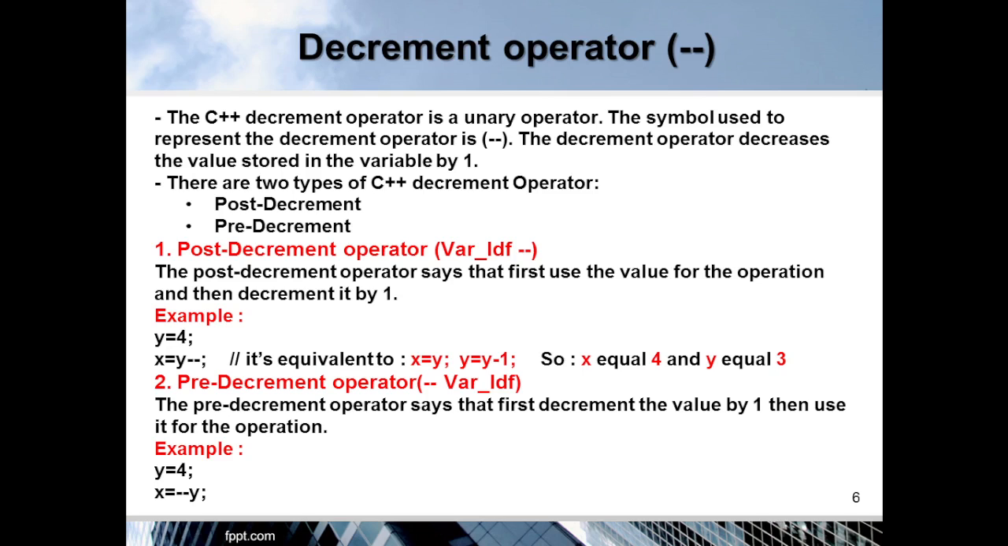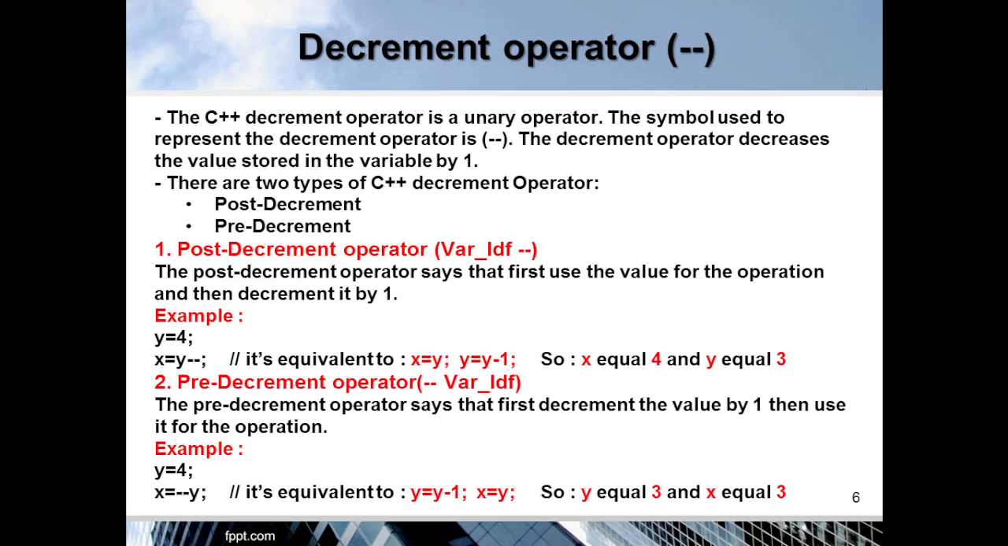For the second form, which is the pre-decrement operator, we have minus minus, then the identifier of the variable. If I take the same example, here we have y receives 4, then we have x receives minus minus y. So the value of y is 4, and for the second statement, we must start by doing the pre-decrementation of y. It means that y receives y minus 1. Then the last value of y will be copied in x. So this instruction is equivalent to y receives y minus 1, then x receives y.